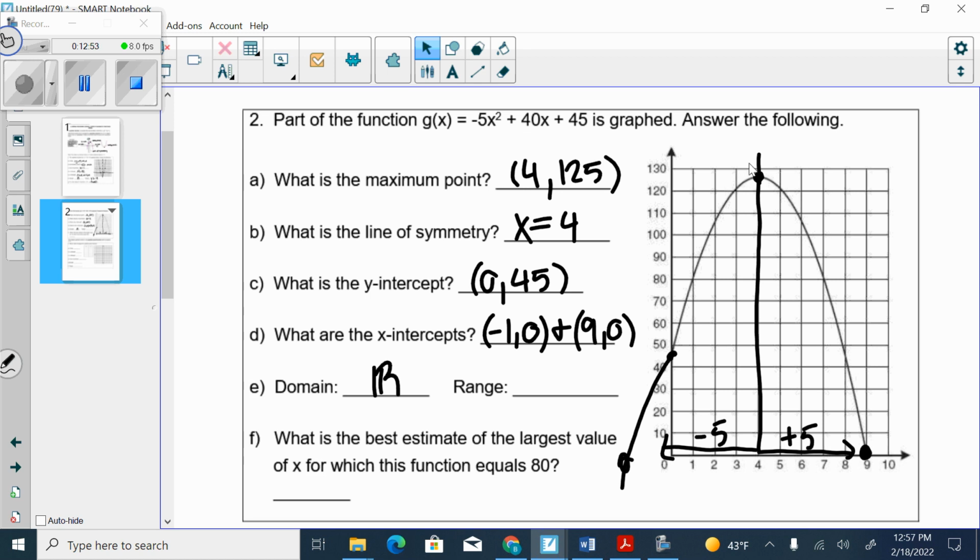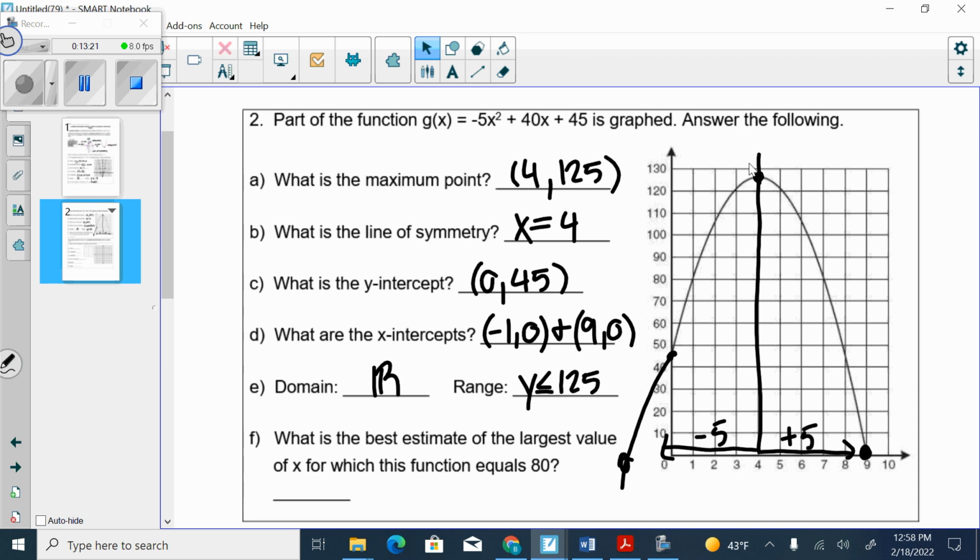Okay, now for my range, this is up and down. Is this thing ever going to stop going down? But does it go up forever? No, what was the highest we said it would go up? 125. So that means y has to be 125 or below. So I write that as y is less than or equal to 125.